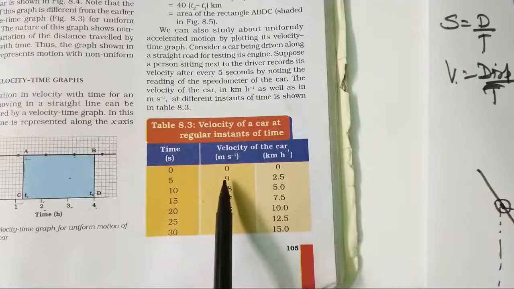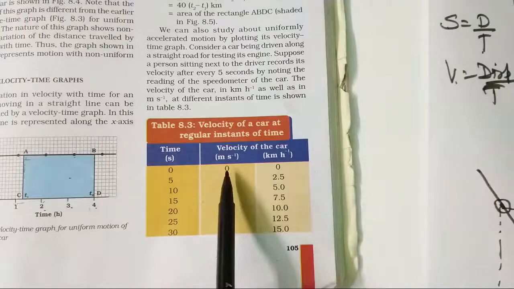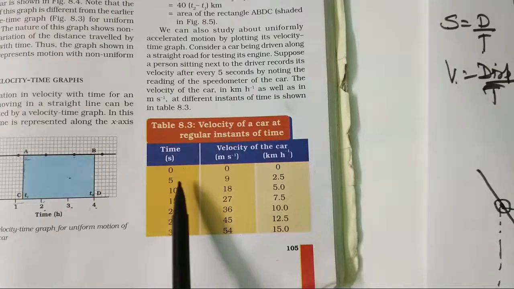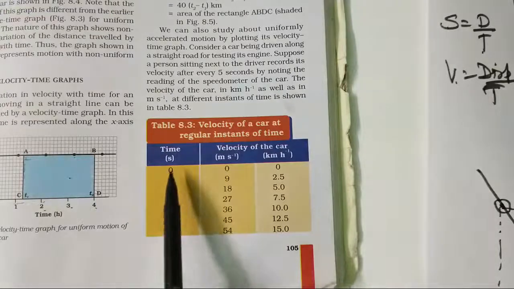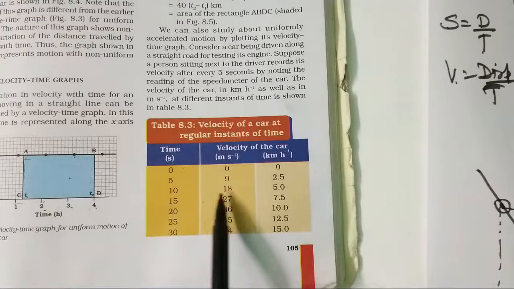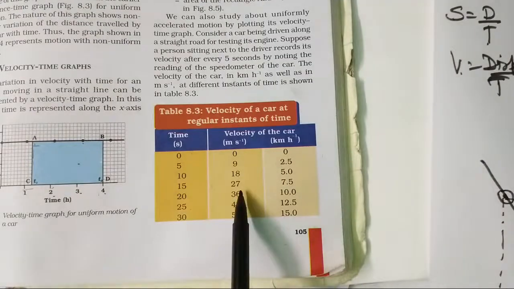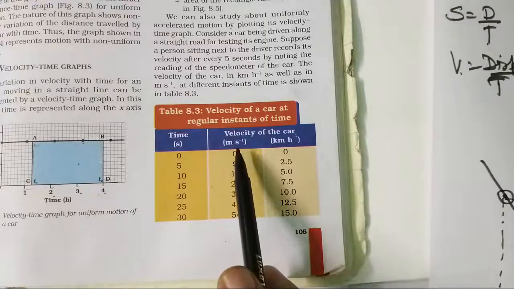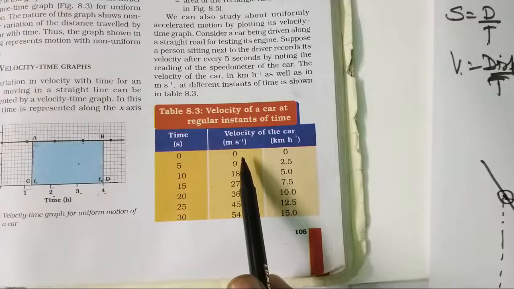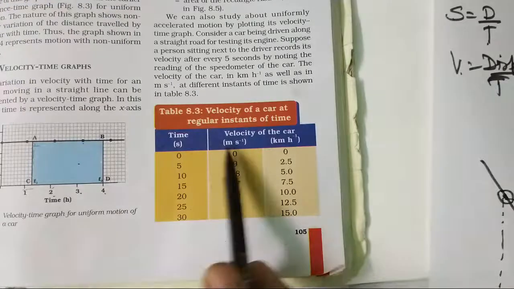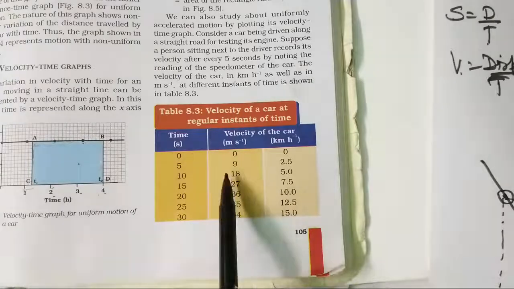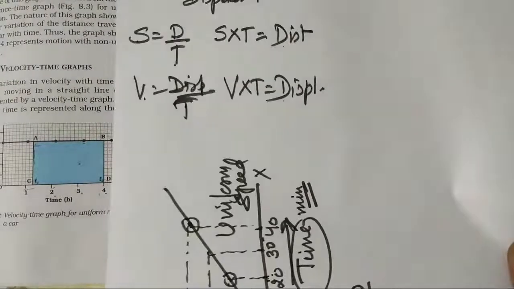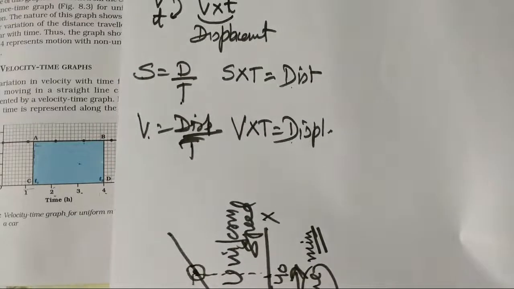It is showing velocity is 0, so when the car starts from rest, time is 0. When the car moves for 5 seconds, its velocity is 9. When the time is 10, its velocity is 18. When the time is 15, the velocity is 27. Then you find the velocity of the car in meters per second at regular intervals, and when you calculate the distance covered, you will multiply v into t.